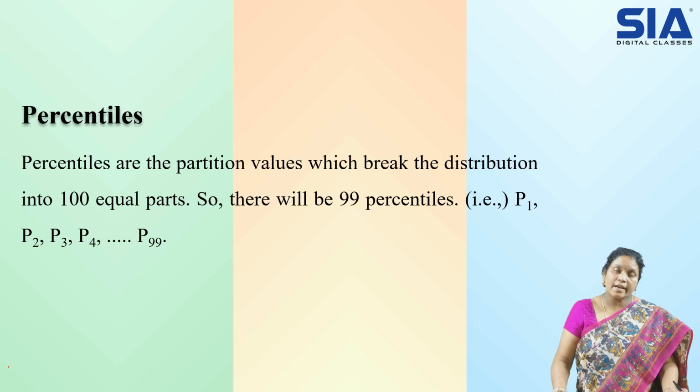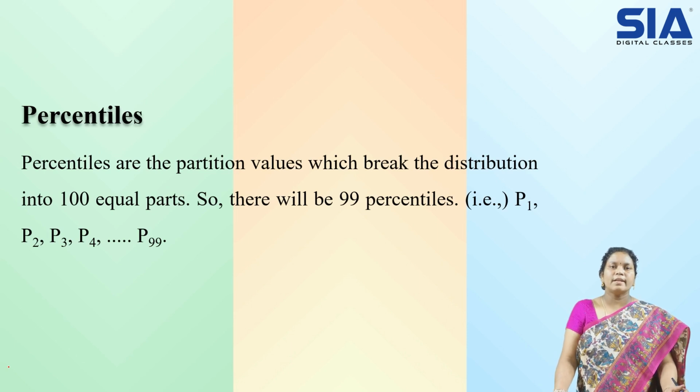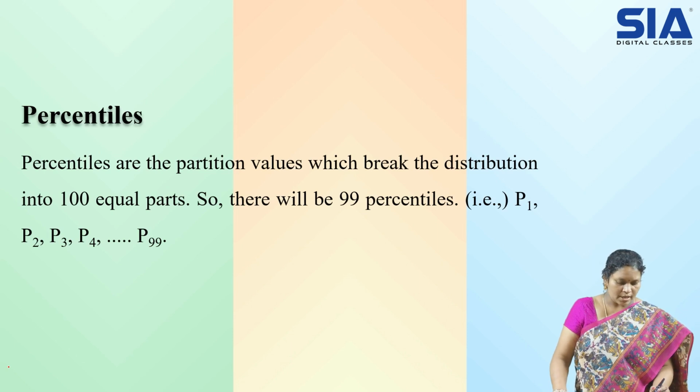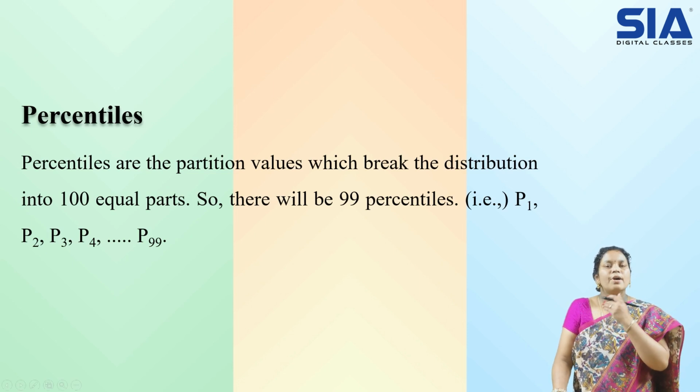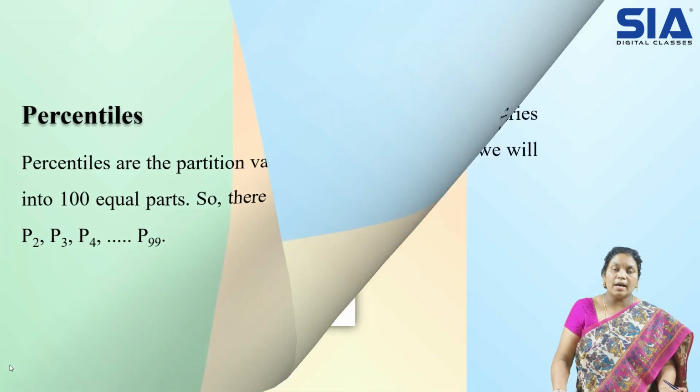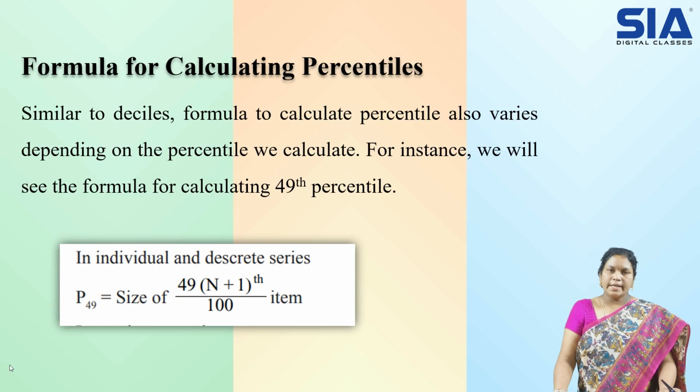So whenever you want to divide the data into 100 parts and get the outputs, we'll take the concept of percentiles. Data can be divided into 100 equal parts. So starting from P1, P2, and so on up to P99, data has been divided into 100 equal parts. So those are the percentiles. Now let us check it out: percentile formula for individual and discrete series.